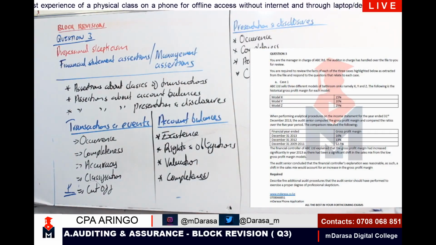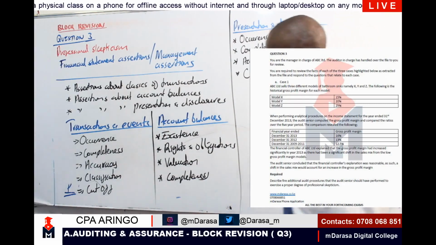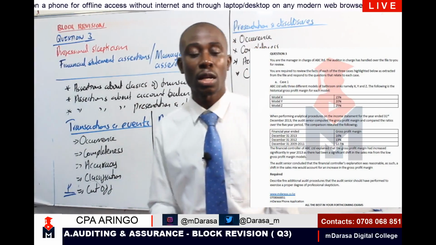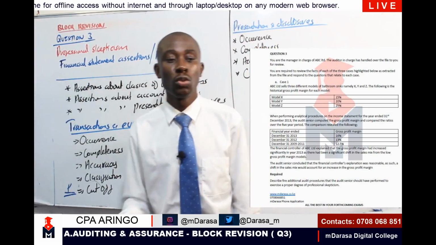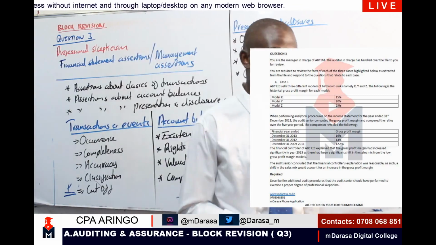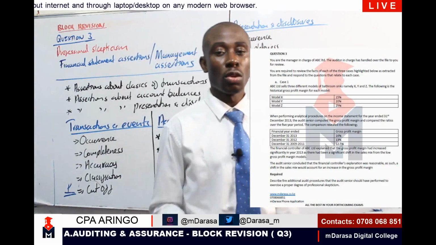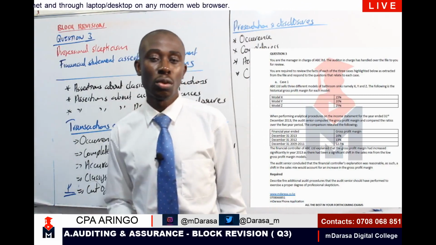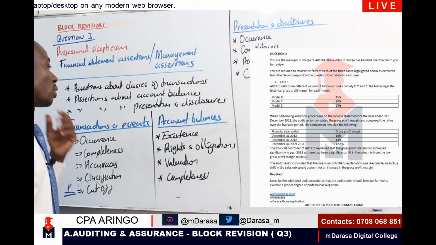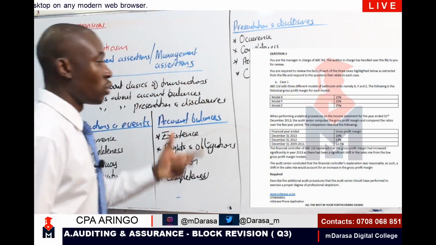Then talk about the aspect of cut-off procedures. I should also make sure that the transactions being reported actually do exist as at that period that you are looking at. So you'll find that once you are able to identify, like this question clearly stated to us, that we need to conduct further audit procedures.